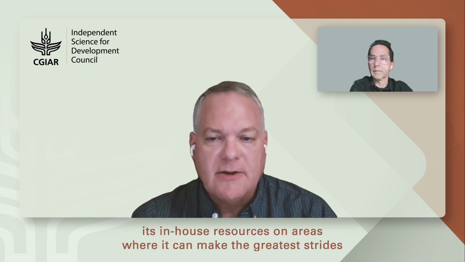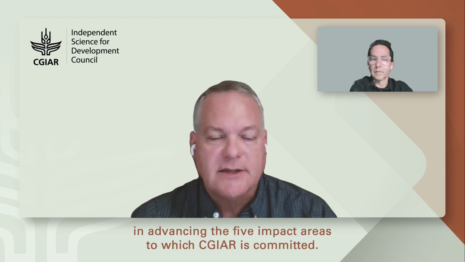The process can enable CGIAR to focus its in-house resources on areas where it can make the greatest strides in advancing the 5 impact areas to which the CGIAR is committed, given its financial and other constraints, and respecting the talents and capabilities of other partner organizations that share some of CGIAR's goals.